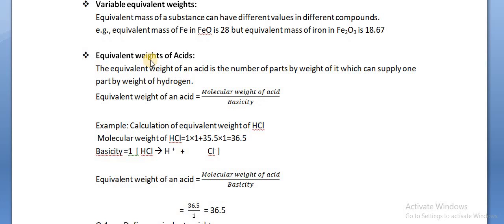Next, we need to discuss the equivalent weights of acids. The equivalent weight of an acid is the number of parts by weight of it which can supply one part by weight of hydrogen. Let us try to understand with the help of a formula. The equivalent weight of an acid can be calculated as the molecular weight of the acid divided by basicity. Molecular weight or molecular mass we know how to calculate, and basicity is the number of hydrogen ions produced when one molecule of acid is dissolved in aqueous solution.